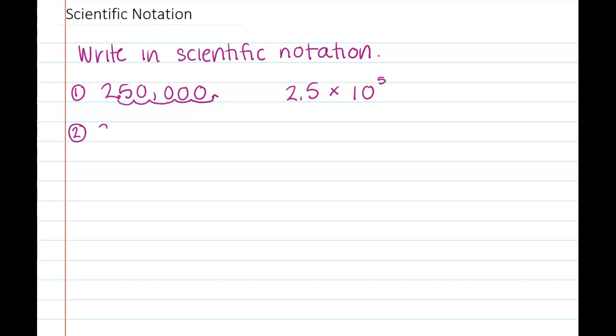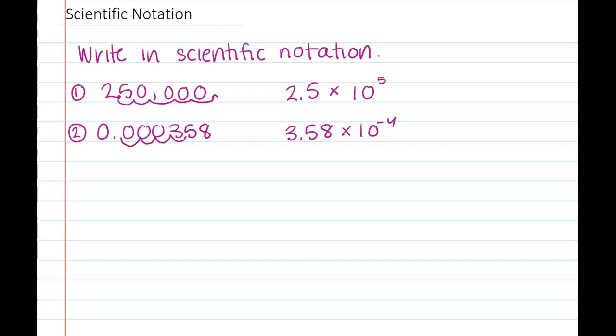Sometimes we have a decimal, so 0.000358, let's say. We still need a single digit number. In this case, it's 3.58 times 10. We're going to move to the left to get to our decimal point. So 1, 2, 3, 4. So 3.58 times 10 to the negative 4th.